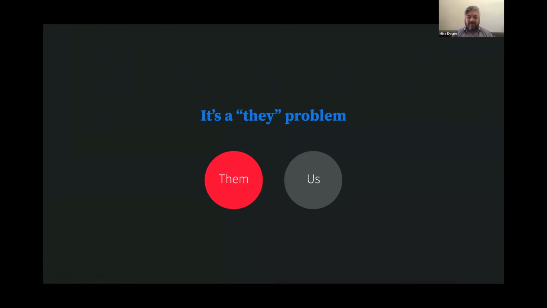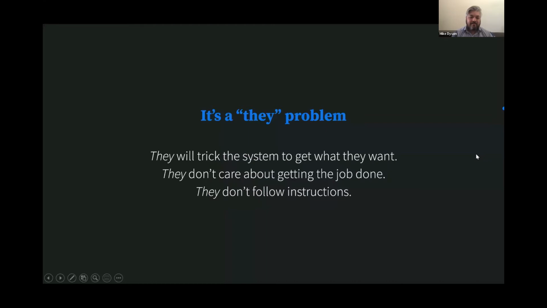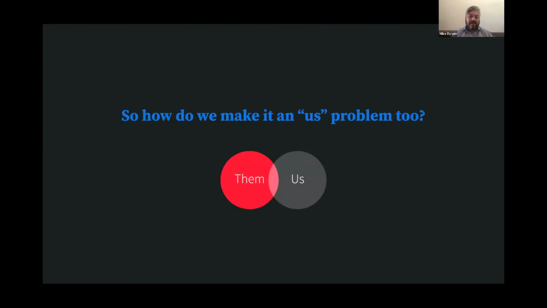And Sam, if you flick forward, because these couple of slides are really quick, everything we learned from everyone was they will trick the system to get what was done. They don't care about getting the right job done. They don't follow instructions. Everyone just wanted to point the finger at everything. And it really wasn't actually helping us. So the first job I had to really work out, how to actually start a digital transformation within NBN, next slide, Sam, was to work out how do we actually make it an us problem?